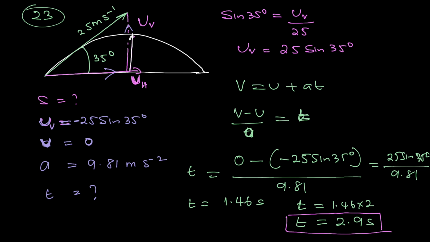The time here is T equals 1.46, and at the same time to get back down is also 1.46. So the time will be 1.46 plus 1.46, and that's why it's roughly 2.9 seconds. And if you look at the answer, 2.9 seconds, I get C.